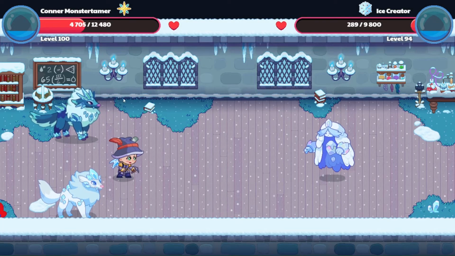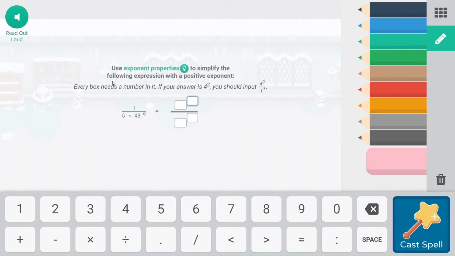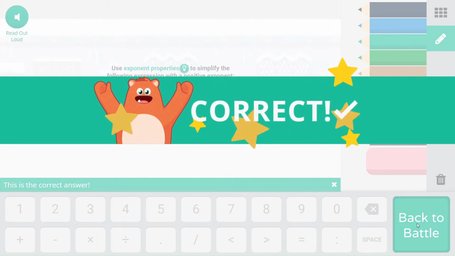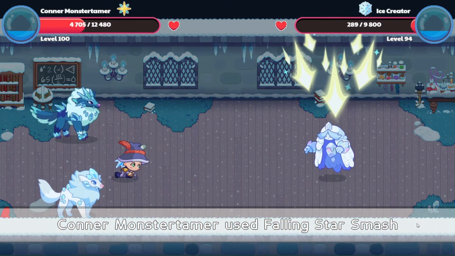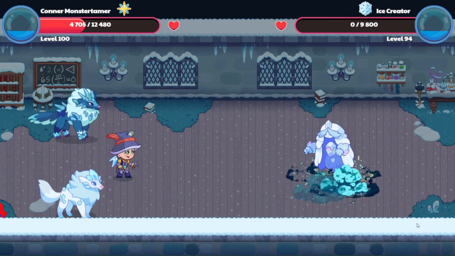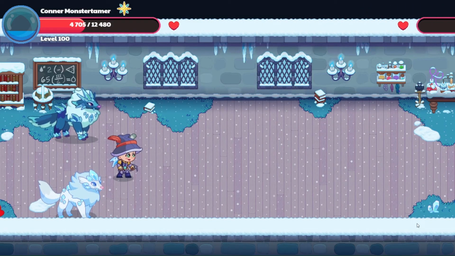Okay, Falling Star Smash. Okay, so we're using exponent properties to simplify. Every box needs a number. So we are going to have 5 to the power of 1 as our base, and then here we are going to have 48 to the power of 6, and I believe this should be the way that this works out. Yes, awesome. My exponent knowledge has come back and entered my body, so I'm back with it. That's awesome. Woohoo, we won the battle.